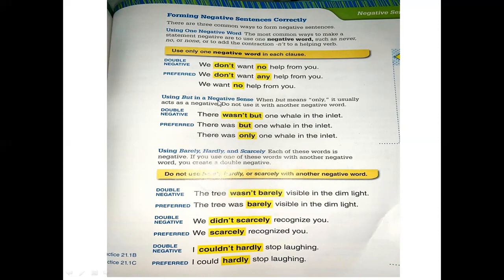Next is using "but" in a negative sentence. Sometimes we use "but" in the meaning of "only." Like, "There was only one person in the room." I can replace "only" with "but": "There was but one person in the room." So when "but" means "only," it usually acts as a negative. Do not use it with another negative word. For example, "There wasn't but one whale in the inlet." No, the perfect way is "There was but one whale in the inlet," because "but" already implies negativity, like "There was only one whale in the inlet."